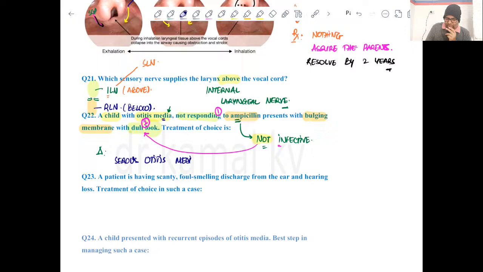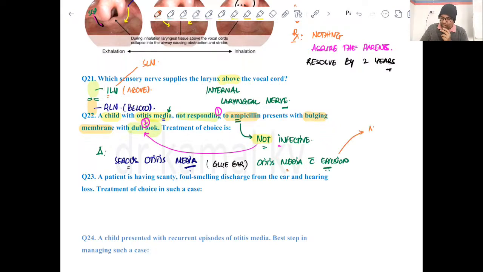Okay, so in a child there are only two conditions in terms of otitis media which you need to remember. One is ASOM and the second one is serous otitis media, which is also known as glue ear or otitis media with effusion. Clear? So it is the same condition, three terms. The condition is the same. Now what do we need to do?